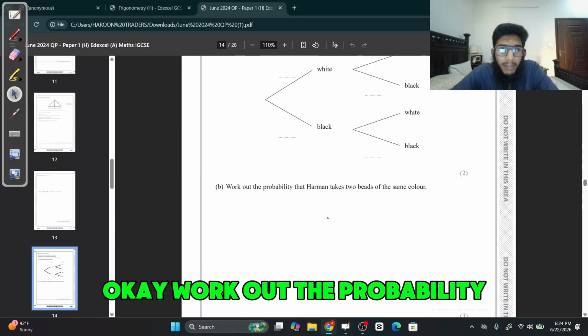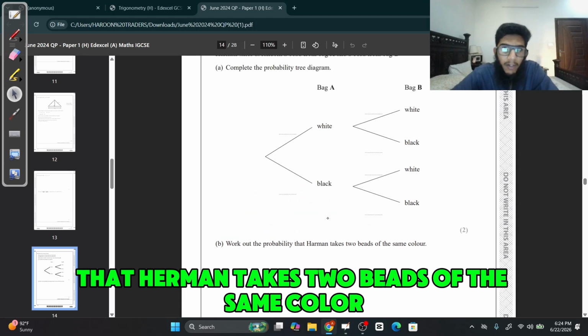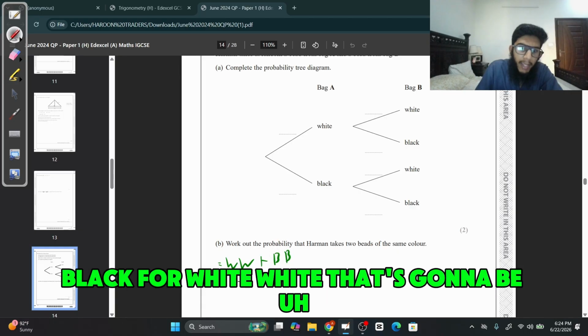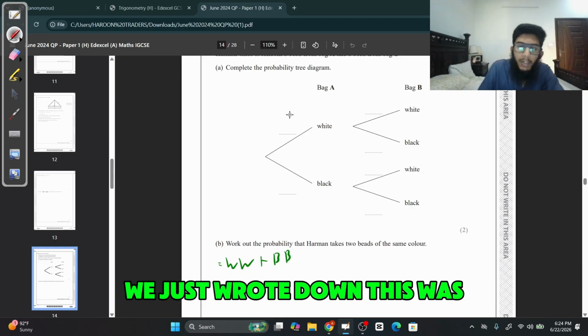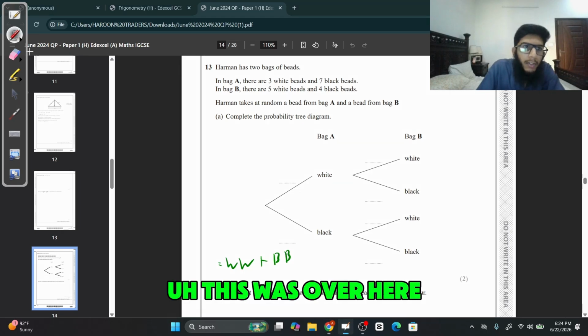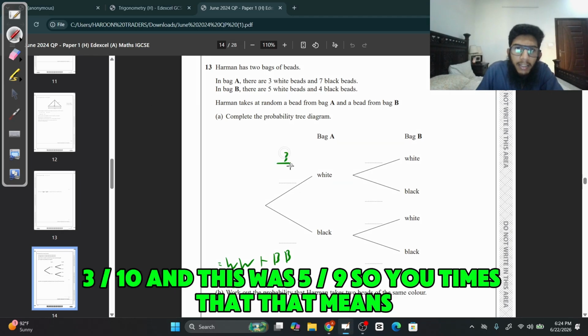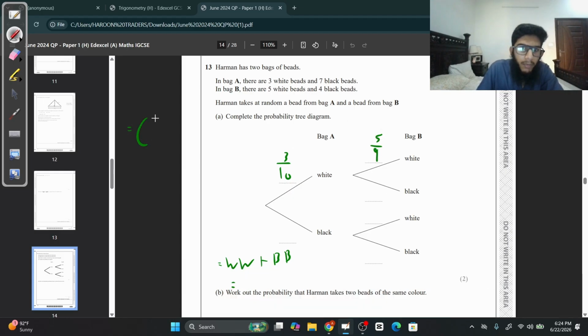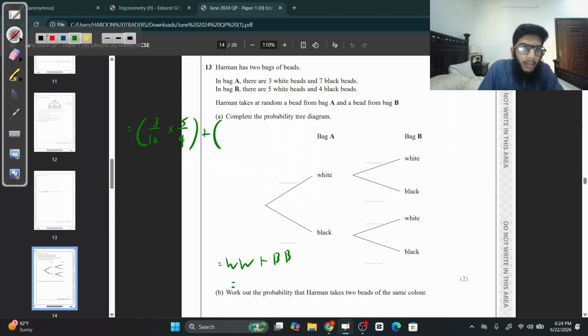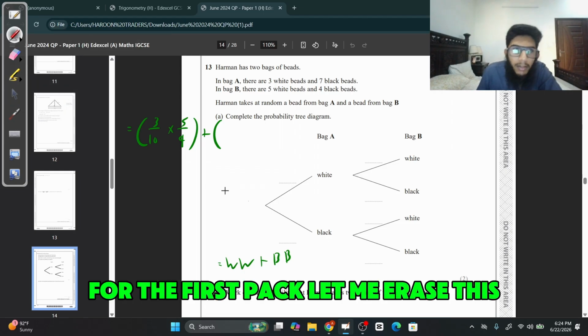Okay, work out the probability that Harman takes 2 beads of the same color. That means white, white plus black, black. For white, white, that's going to be, we just wrote down, this was 3 divided by 10, and this was 5 divided by 9. So you times that. That means 3 by 10 times 5 by 9. That's for the whites. And then for the black beads, you're going to have, for the first black, let me erase this.